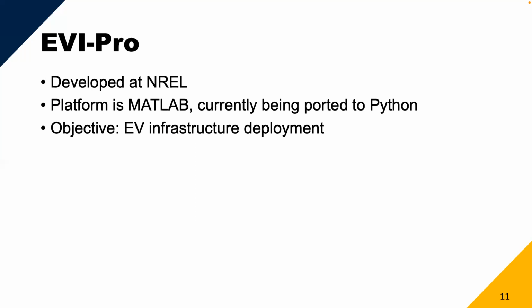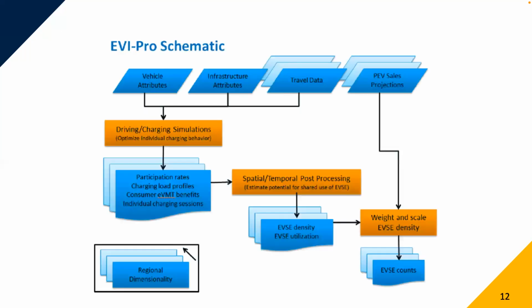Same thing here, the objective is to look at EV infrastructure deployments. The approach is actually quite a bit different. In some ways, fundamentally, it's going to need similar types of information, but they generate it fairly differently. So this is a schematic of the model. You can see these network diagrams again that I was mentioning. They focus on the driving and charging simulations, the vehicle attributes, infrastructure attributes, and travel data.